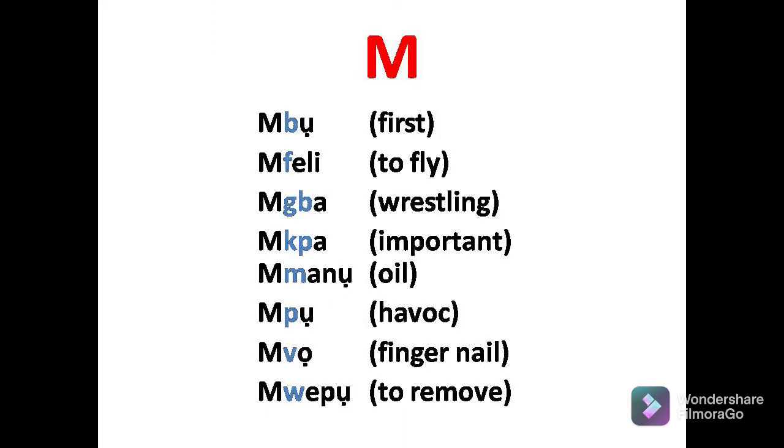Let's look at them in words. We have mbo. Mbo means first. We have mfeli. Mfeli means to fly. We have mba.